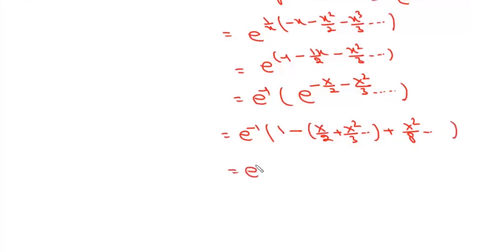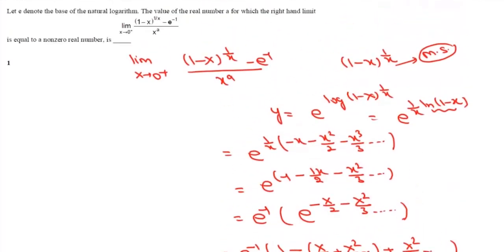So we'll get this as e to the power minus 1 minus x by 2, and then it'll be this minus x square by 3 plus x square by 8. So it'll be this minus 5x square by 24. Now we use this expansion to solve this limit. Now we put this expansion in this limit.